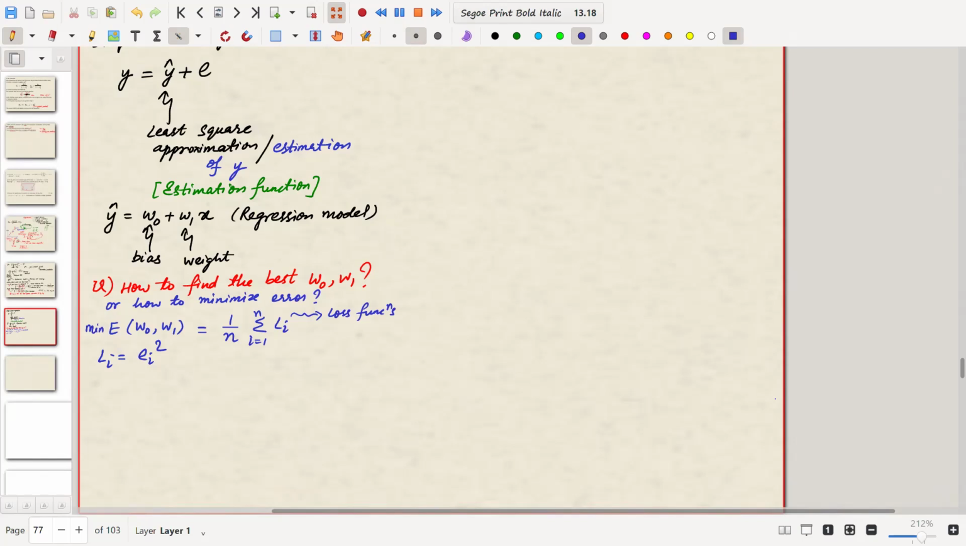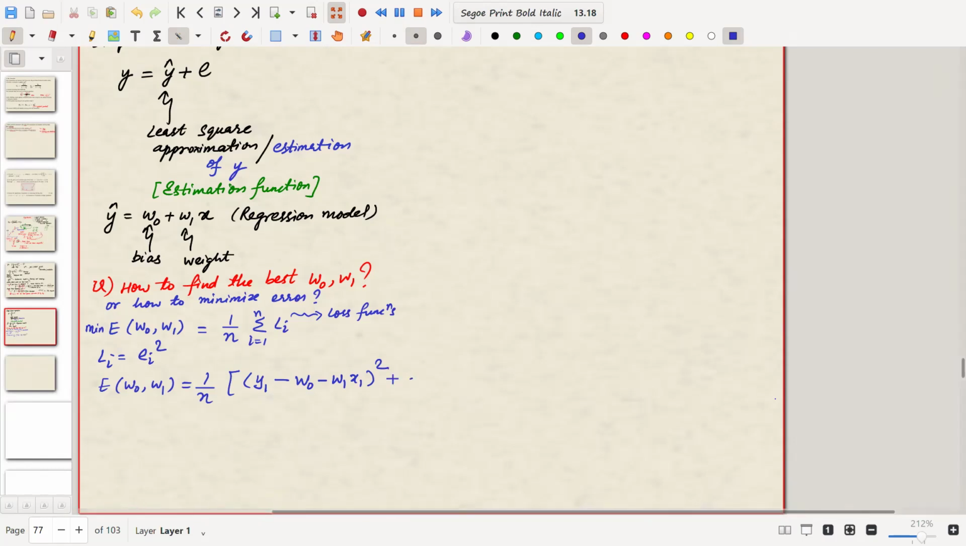So can we write E now? E of W0, W1 is equal to 1 over n. What is each Li? For the data set, what is it for Y1? The point Y1 is the data point given to you minus the regression, that is W0 plus W1 x. At x1 you have Y1. So is this correct? Squared.